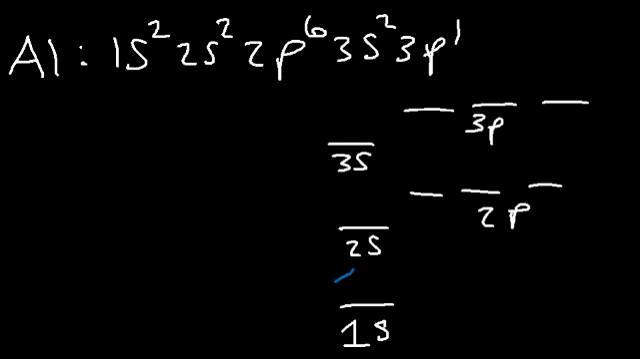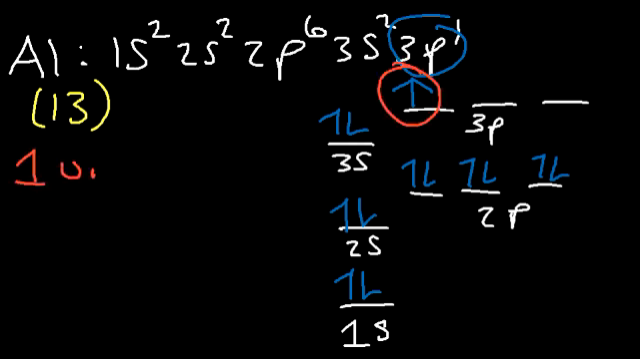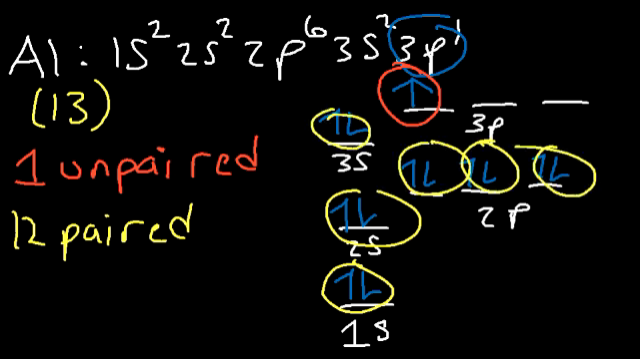So the first sublevel is completely filled, and the same is true for the second sublevel and even the 3s sublevel. Now, in 3p, we only have one electron. So therefore, out of the 13 electrons that aluminum has, it only has one unpaired electron. So to find the number of paired electrons, subtract 1 from 13, and so aluminum has 12 paired electrons. 2, 4, 6, 8, 10, 12.